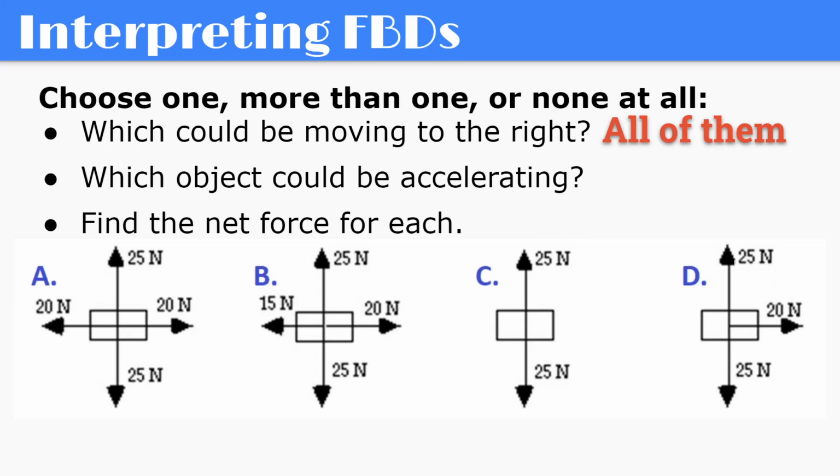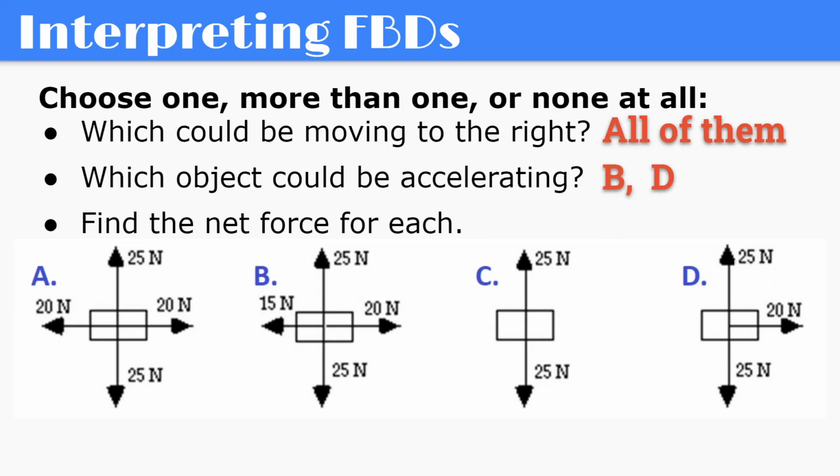Again, if B and D are moving to the right, they're getting faster. If they're moving to the left, they're slowing down. I don't actually know which way they're moving. I just know which way they're accelerating, which could be anything with a non-zero net force, which would be B and D. Those not just could be, those are accelerating.